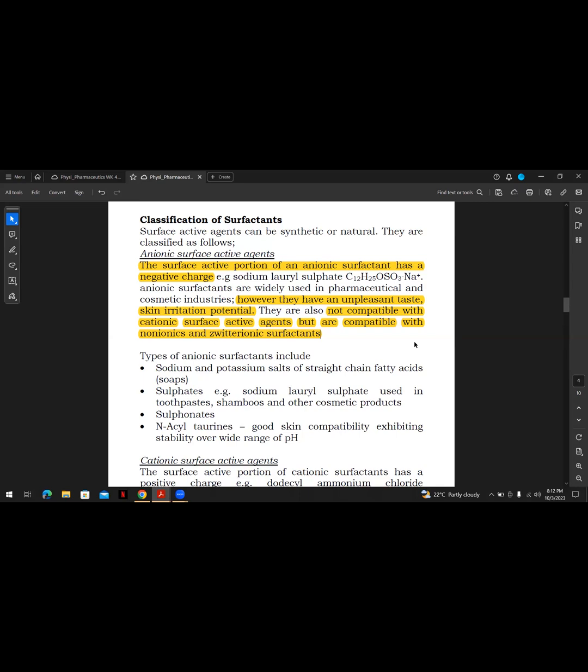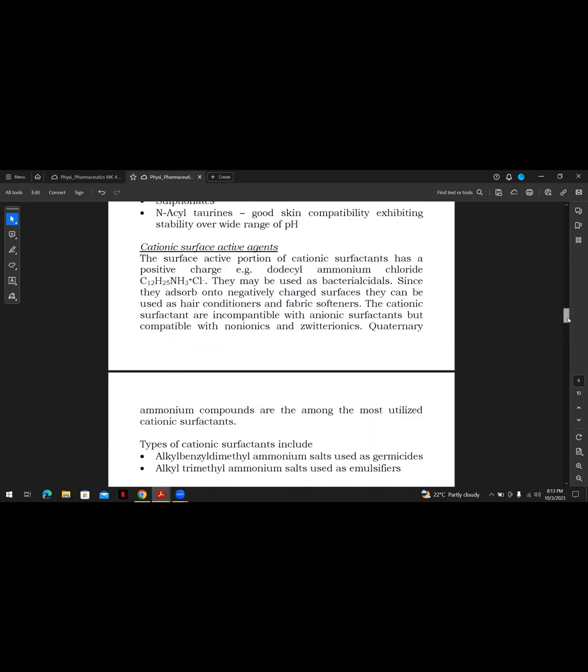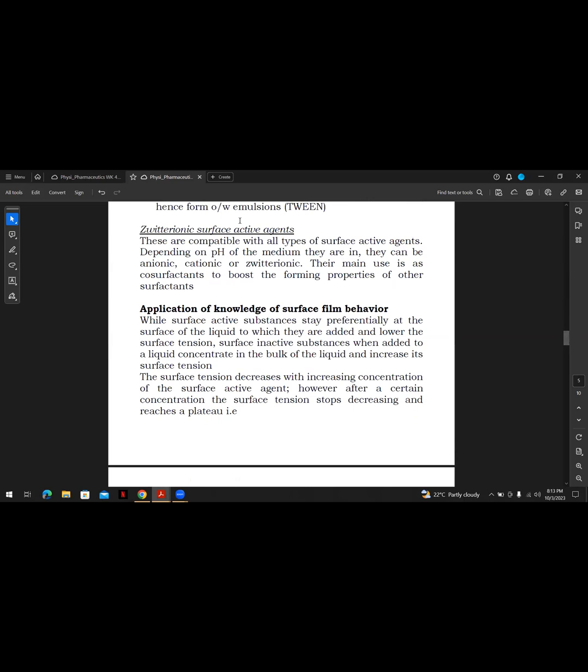Okay, sorry. So what I was saying is, if maybe in a question it says the surfactants have an unpleasant taste and skin irritation potential, you know it's the anionic surfactants. They're not compatible with the cationic surface active agents, but are compatible with non-ionics and zwitterionic surfactants. I do not remember what zwitterions were. I don't know if anyone remembers. If anyone remembers, you can write it in the chat.